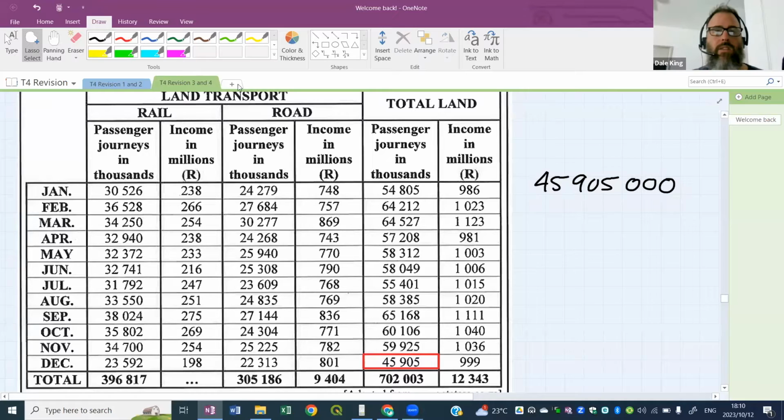Okay. If they said the number was in millions, you'd add 6 zeros. If the number was in thousands, you add 3 zeros. If the number's in hundreds, you add 2 zeros. If the number's in tens, you add 1 zero. Okay. All right. So let's take this value. This is the one we want.